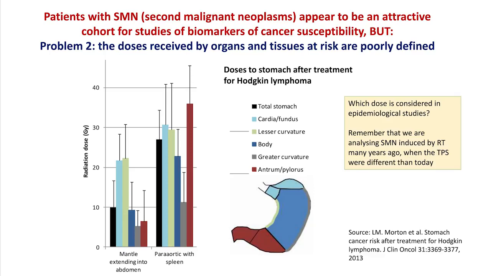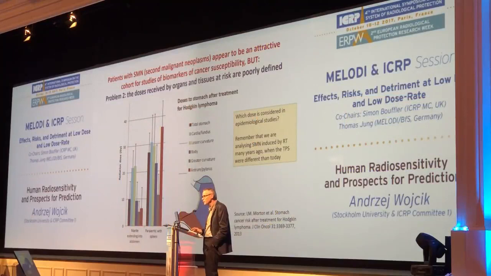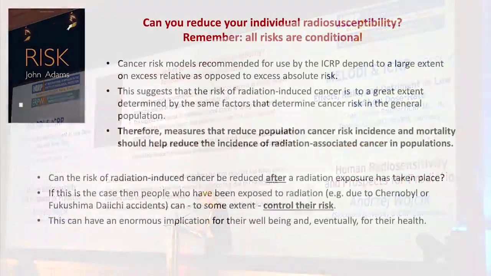This is from a study where they looked at the dose to the stomach following radiotherapy for Hodgkin disease. And depending on the type of treatment, you have different doses to different parts of the stomach. How do you report the dose? If you take the average dose, it's meaningless. So again, dosimetry is difficult here.